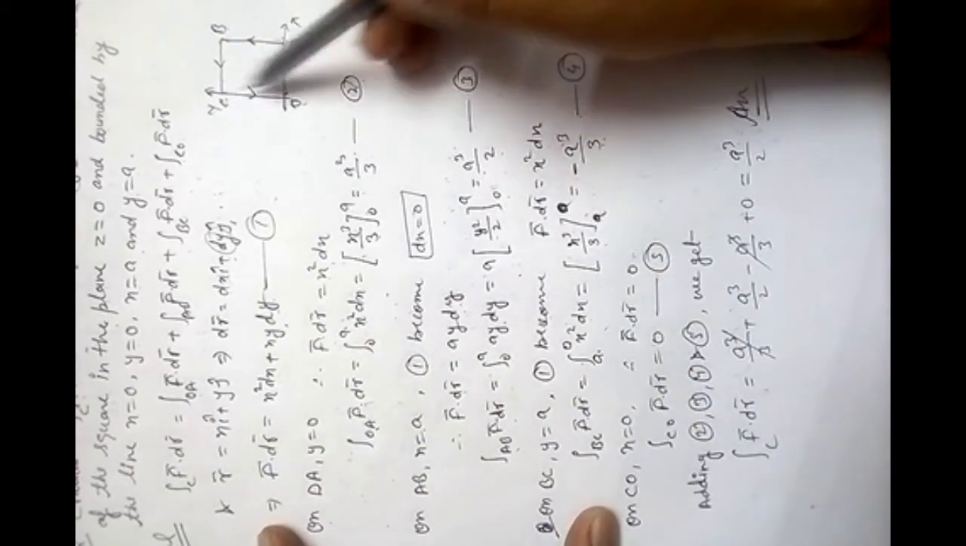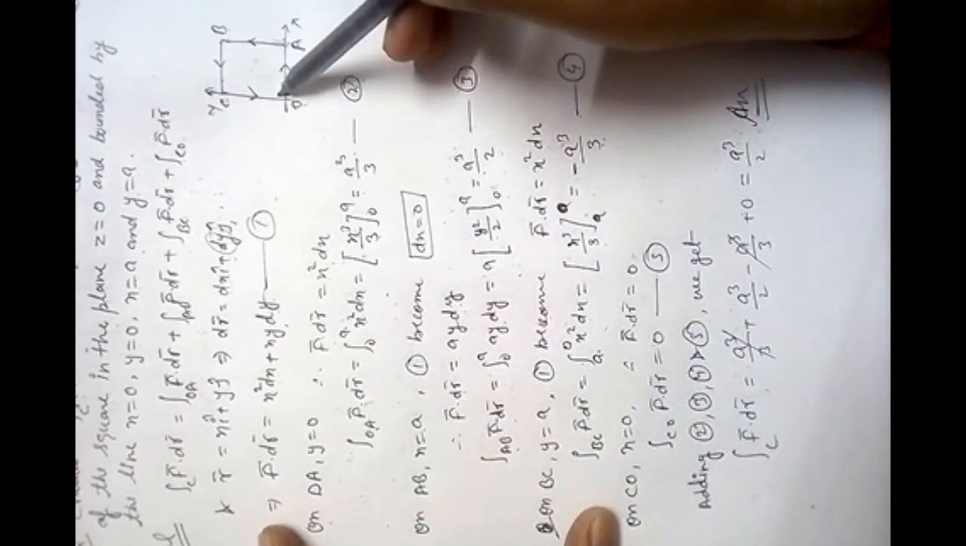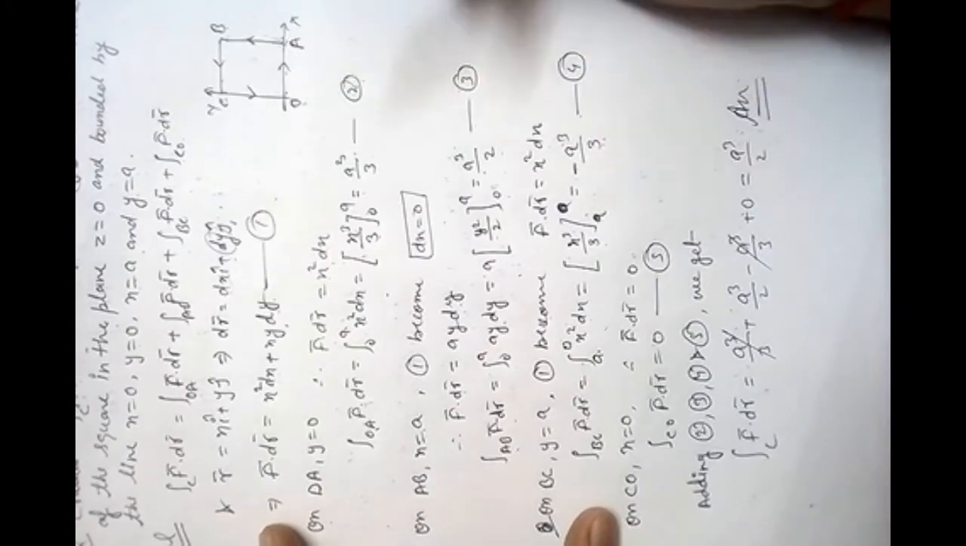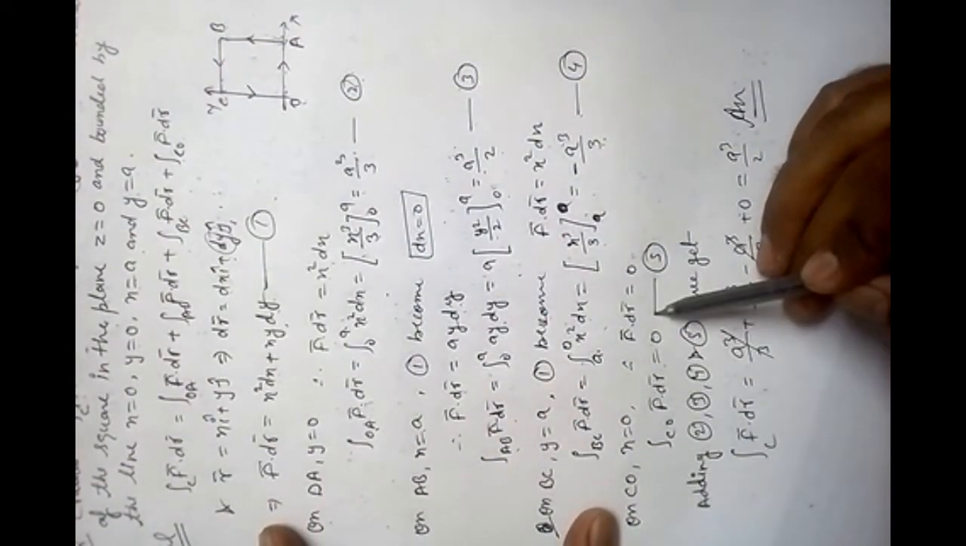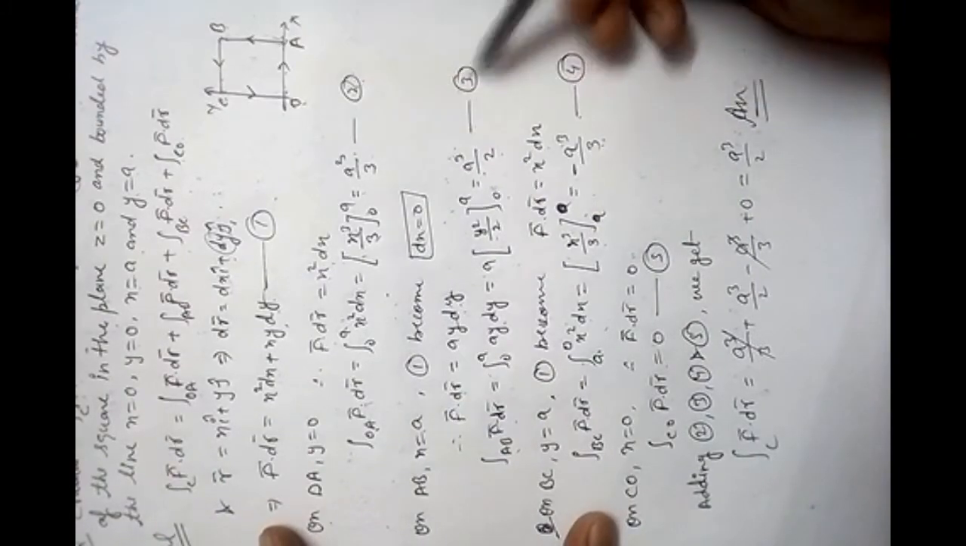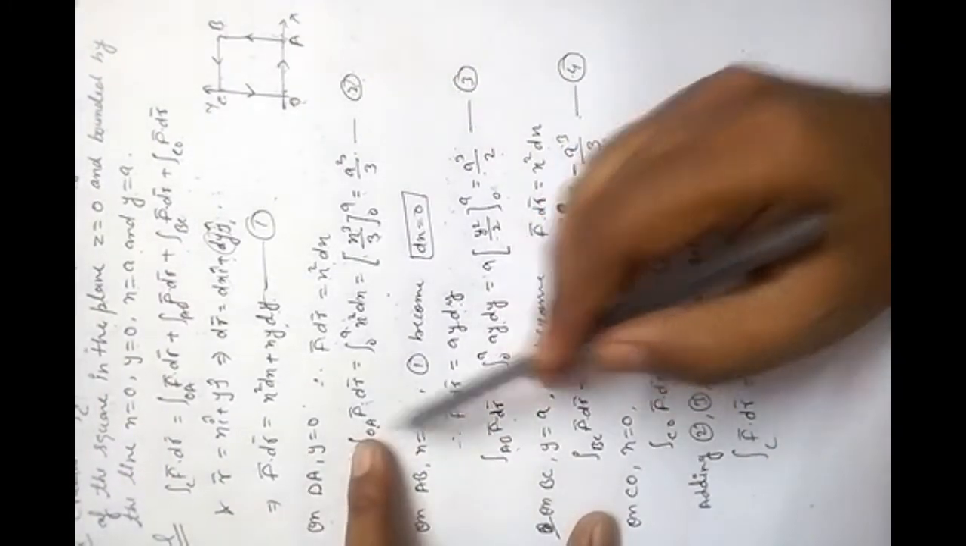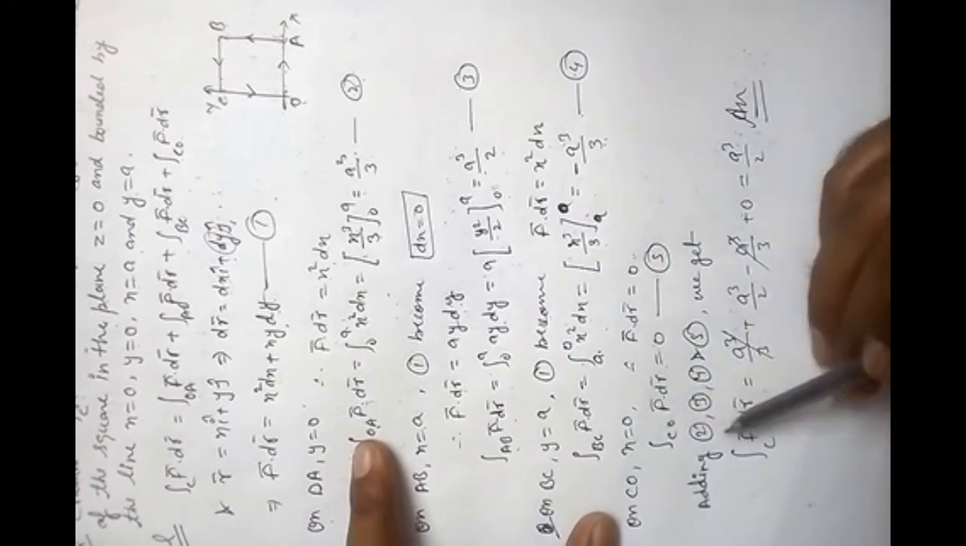On CO, here x is 0, that means the whole terms become 0. Then the integral is also 0. On adding equation number 2, 3, 4, 5, that means OA plus AB plus BC plus CO, we get the whole integral part of this line. So this one.